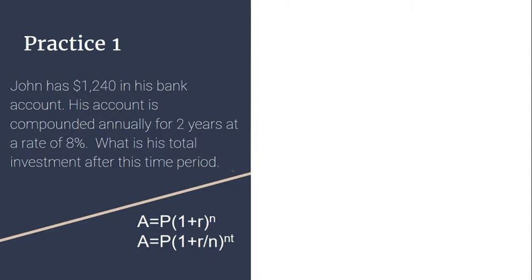Alright, so now that you've unpaused the video after you tried it out, let's see if you got it correct. If you plug all your numbers into your formula, you should get that John's total investment is $1,446.34.